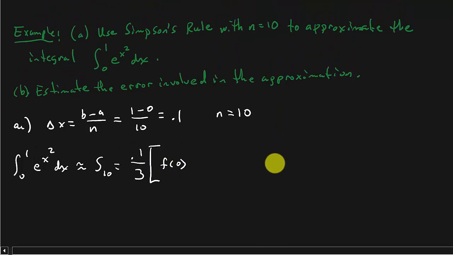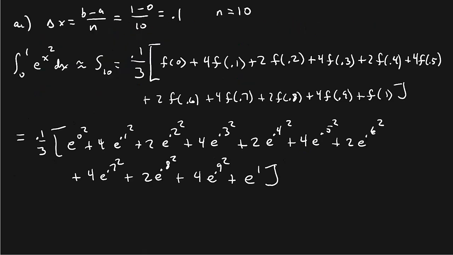F of 0, okay? See, we're starting at a, and we're going to b, and that's going to be plus 4 times F of what? 0.1, plus 2 times F of 0.2, and yes, I'm going to save you the pain again. I saved you the pain of watching me write all that down again. So you can pause it and copy it down if you want, but there it is.